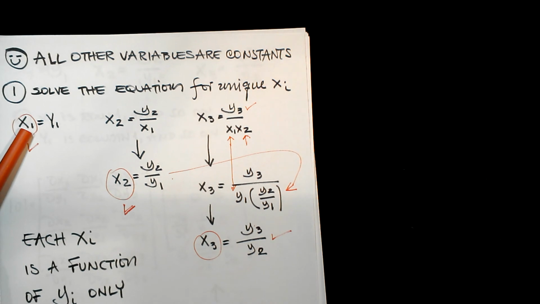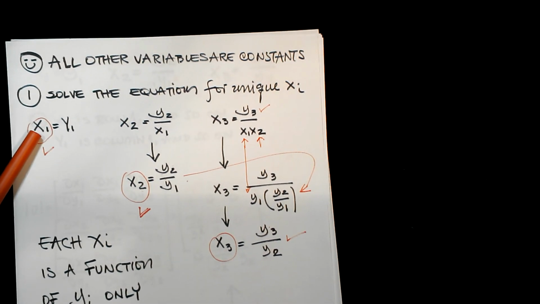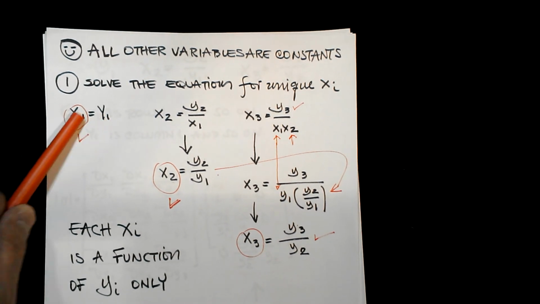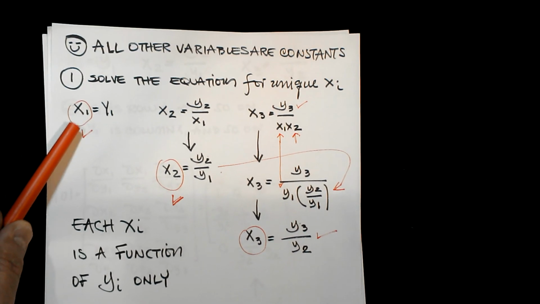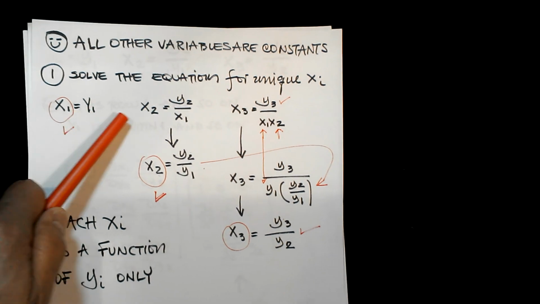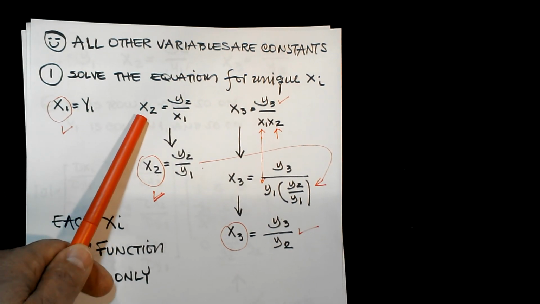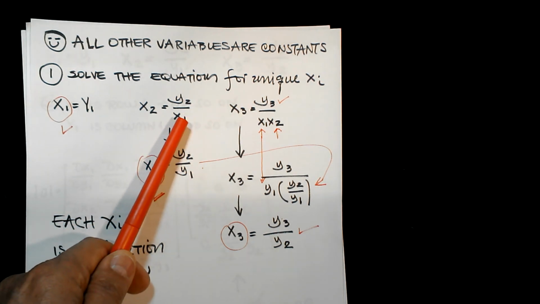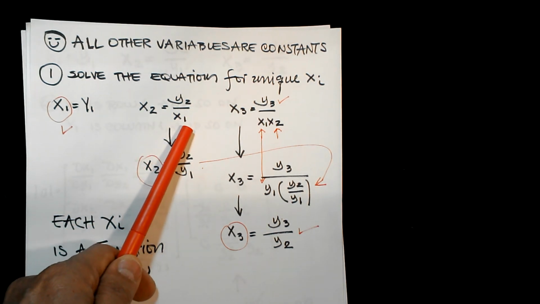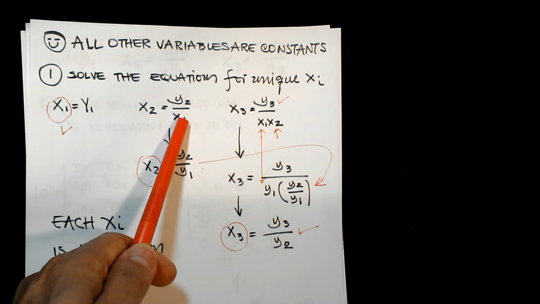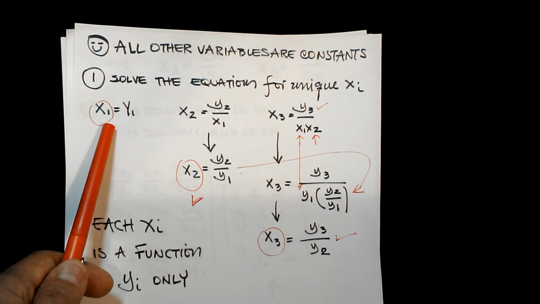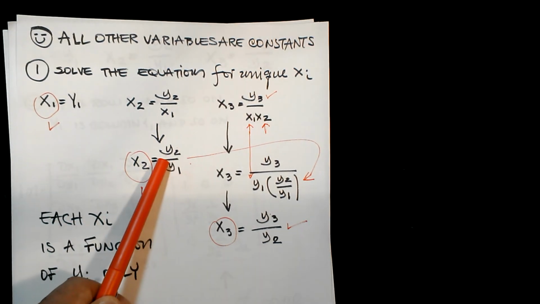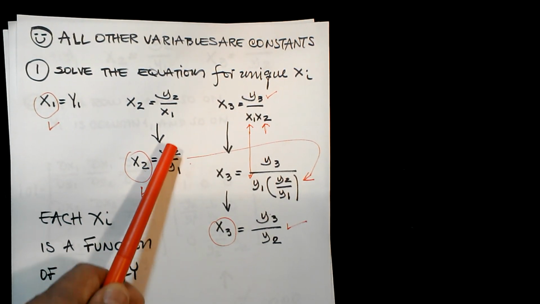The book gives x1 is y1. Note that all x's must be a function of y only. So x1 is good, x is a function of y. When you go to x2, you can see that we have y2, that's fine. However, divided by x1, we can't leave x1 here. We must rewrite x1 as a function of y. We know x1 is y1, we replace y1, and we get then y2 over y1.